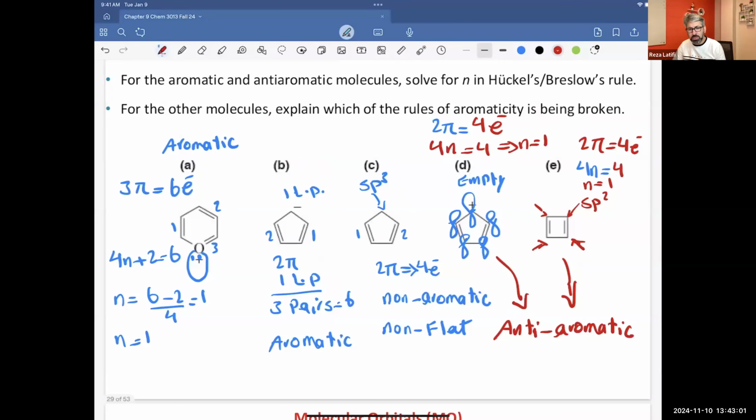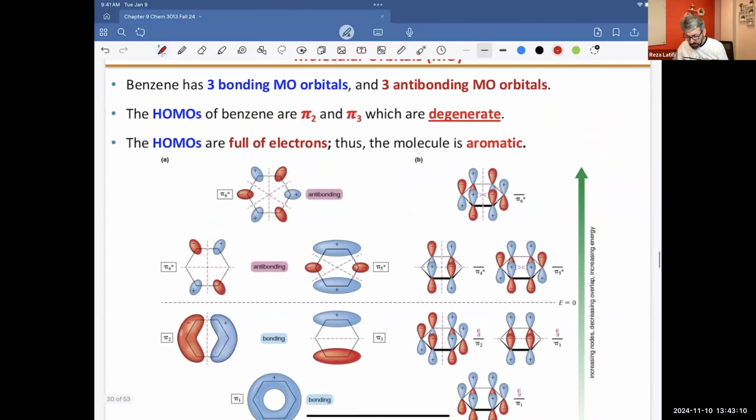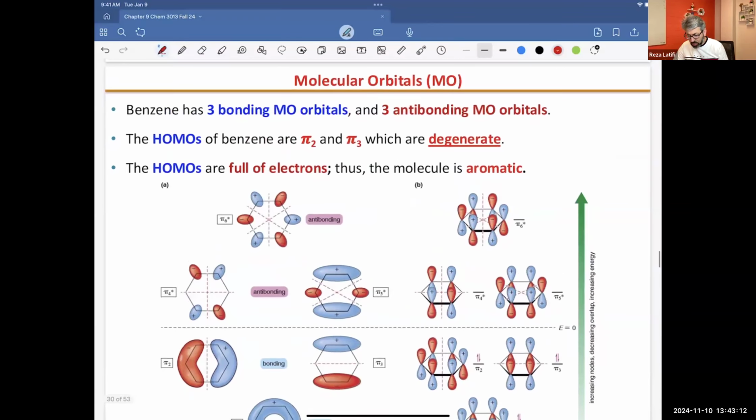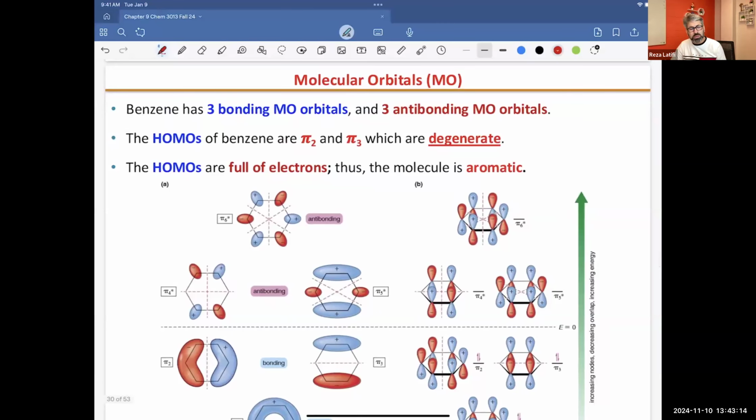Anti-aromatics are less stable than non-aromatic. The most stable one will be aromatic, then non-aromatic, and then anti-aromatic. Okay. Now let's talk about why anti-aromatic compounds are such unstable compounds, and what's the difference between anti-aromatics and non-aromatics, why they are less stable even than non-aromatic compounds. So in this case, we have a molecular orbital diagram of the benzene molecule.